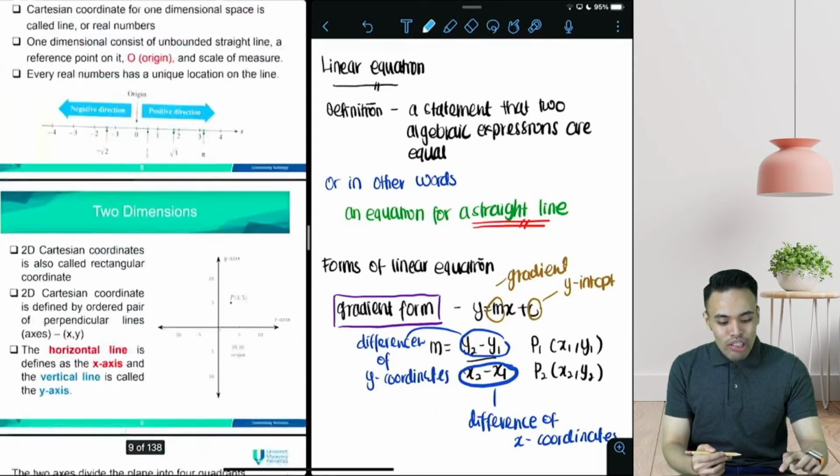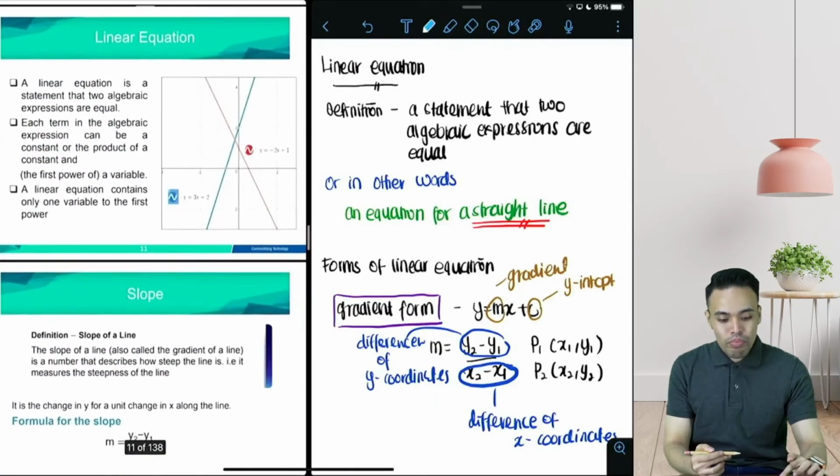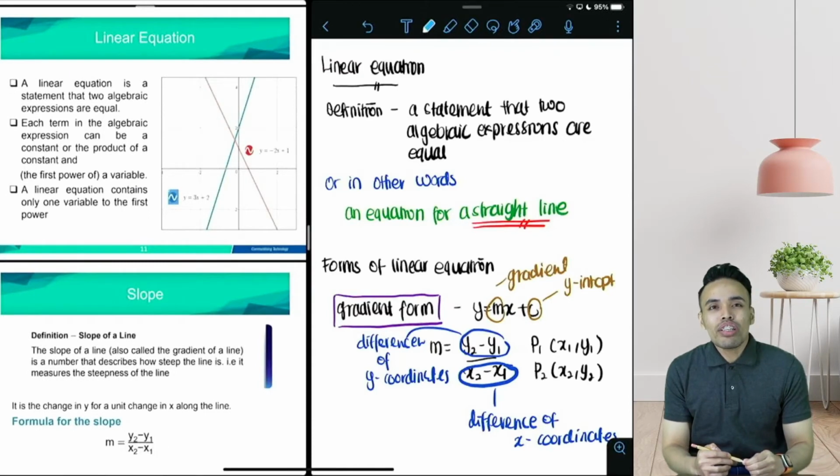There are several equations in a two-dimensional coordinate system, such as linear equation and quadratic equation. A linear equation is defined as a statement that two algebraic expressions are equal, and this linear equation produces a straight line in a two-dimensional coordinate system. There are several forms of linear equations. We will discuss how to form a linear equation by using the gradient form.